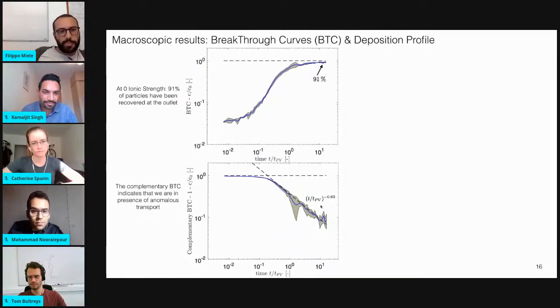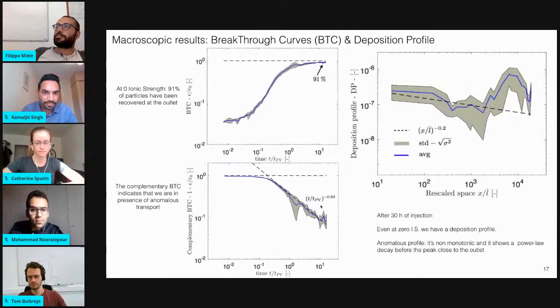With the same experimental setup, we measured the deposition profile. Here you can see that after 30 hours of injection, even working at 0 ionic strength, we were able to collect a deposition profile. So we are in front of a clear pattern deposition profile, and it seems to be an anomalous deposition profile, as it has this power law behavior for more than 2 orders of magnitude, and then it exhibits these strange peaks close to the outlet.